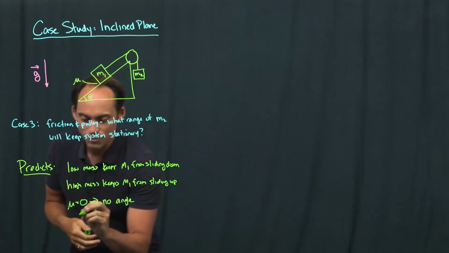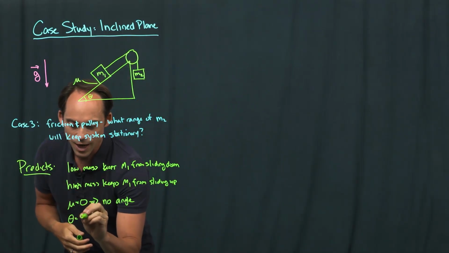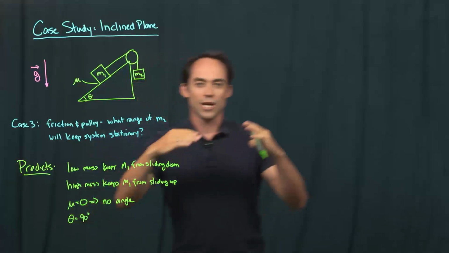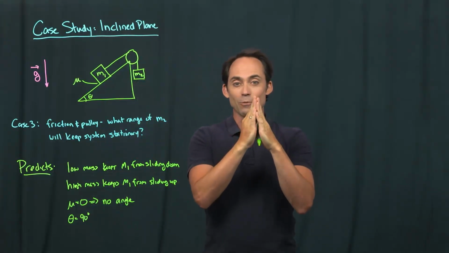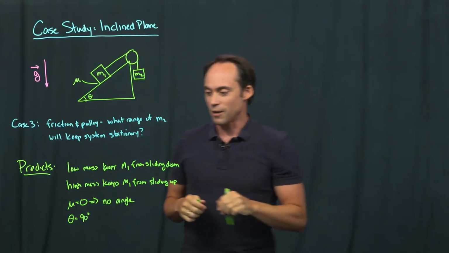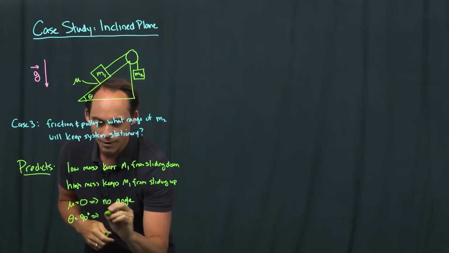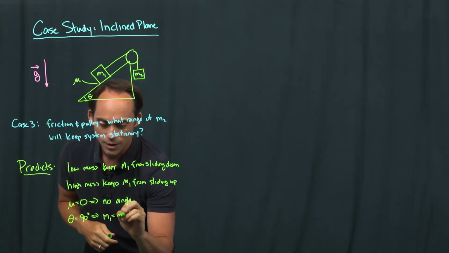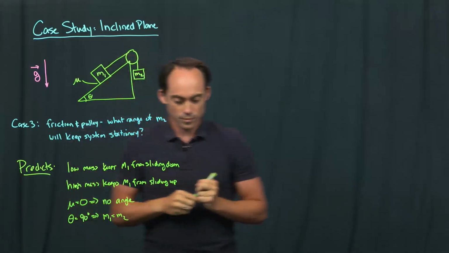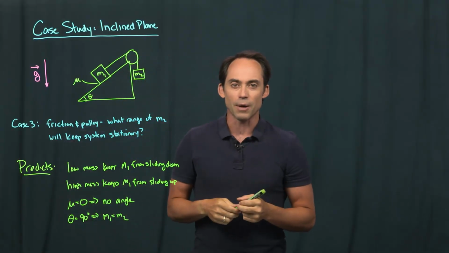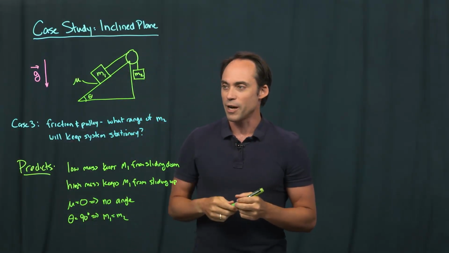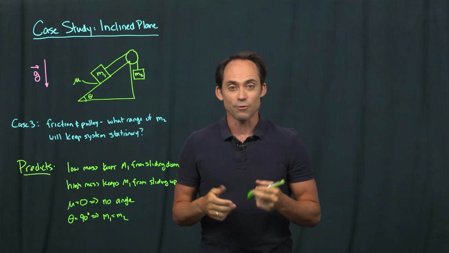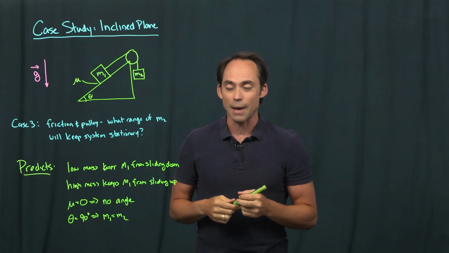Another possibility is if theta is equal to 90 degrees, in which case we just have essentially an Atwood machine, a pulley with two masses sliding down, that can only be balanced if M1 is equal to M2. There are a few other things that we can think about with this motion, but let's start from there, and then let's start analyzing the force diagram to see if we can understand what's actually happening.